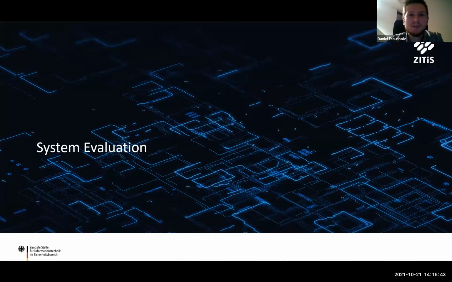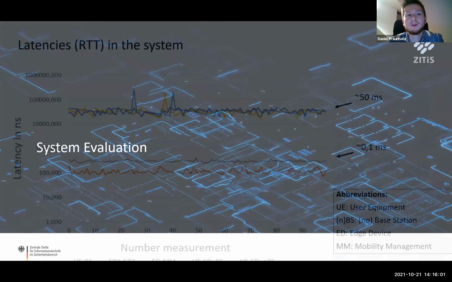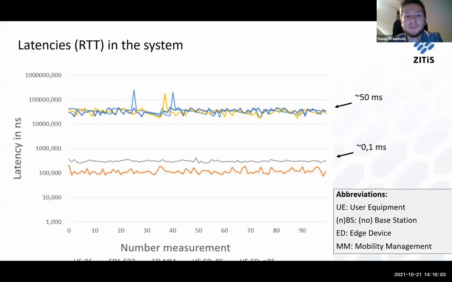Then we evaluated the system because now we have the complete system. We have the process for the migration of tasks. So we can shift or do task offloading from the end device to the edge devices and switch the task between different edge devices. So first of all, we just measured the round trip times in our system. You can see on the bottom below the graphs the different things we measured. UE is the user equipment, which is the end device. BS is the base station. ED1 and 2 are the edge devices. MM is the mobility management.